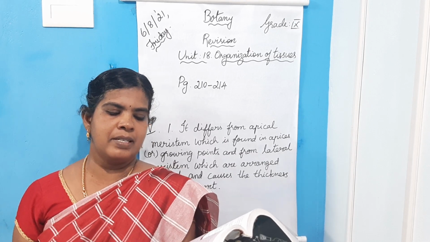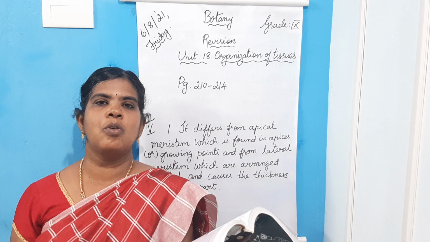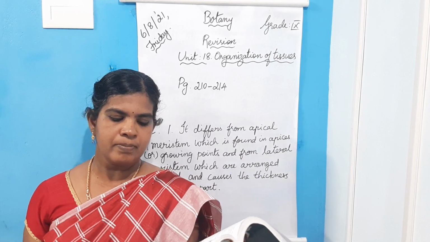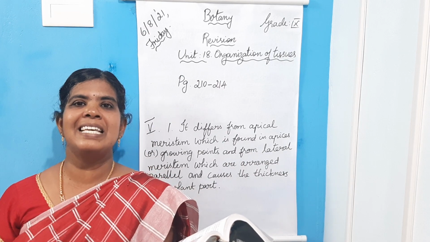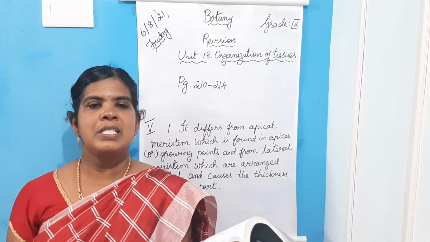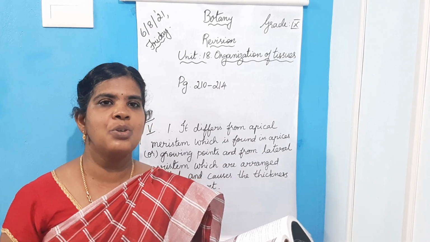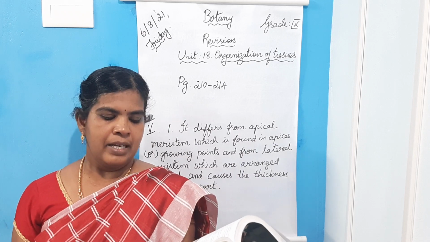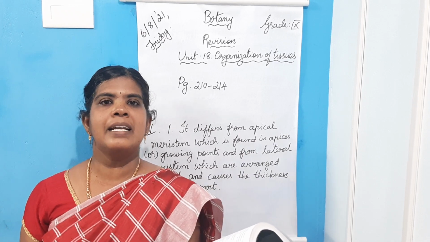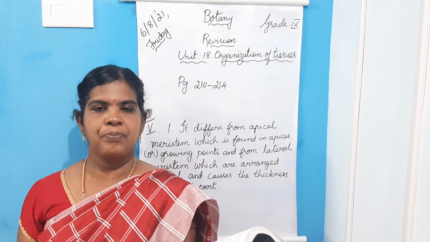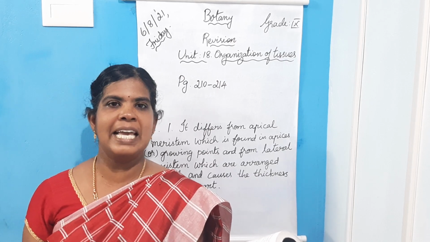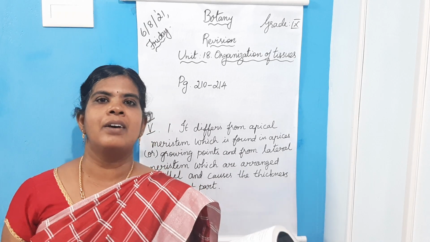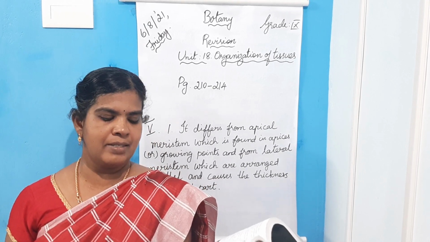Then fourth question, which of the following is a complex tissue? Option C, xylem. Then fifth question, air chambers are found in hydrophytes. Option B, hydrophytes.